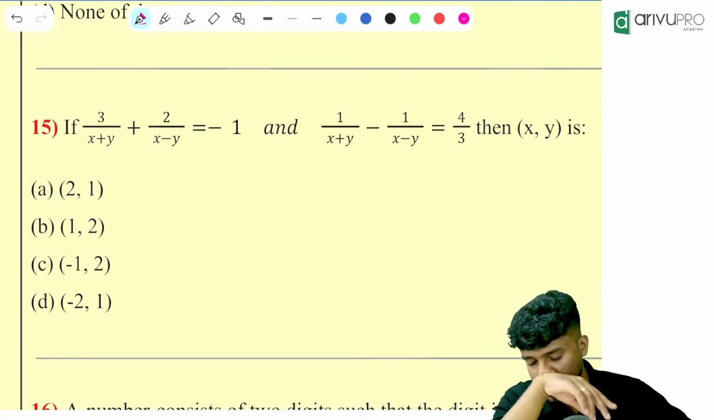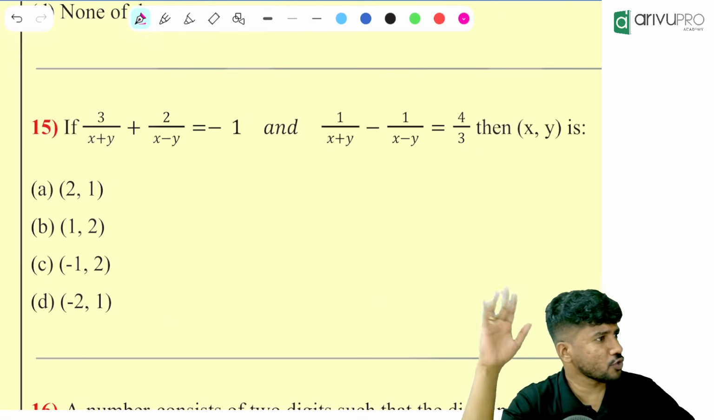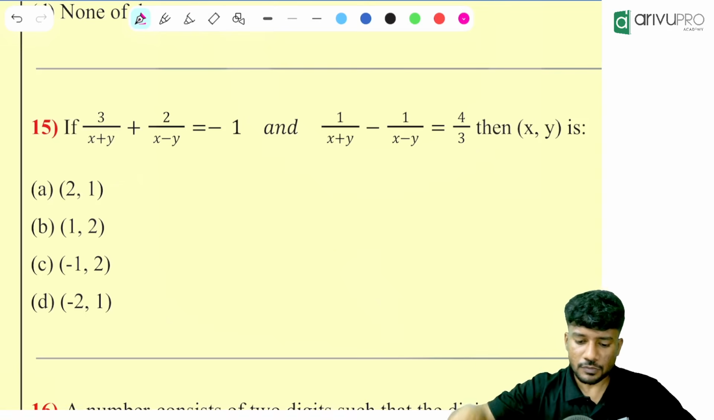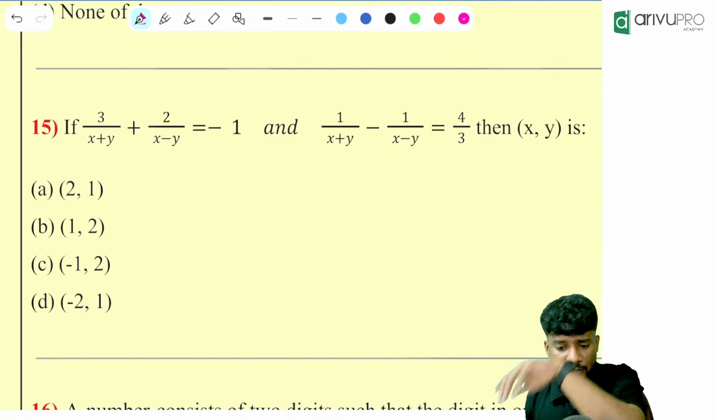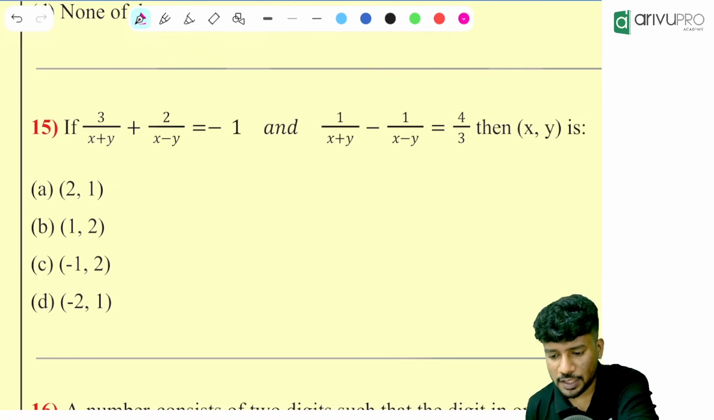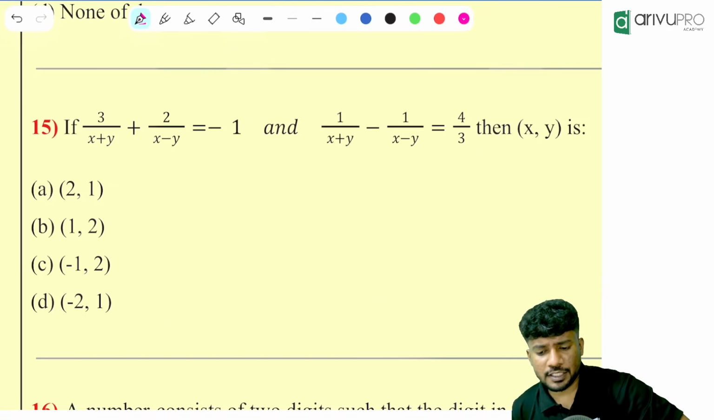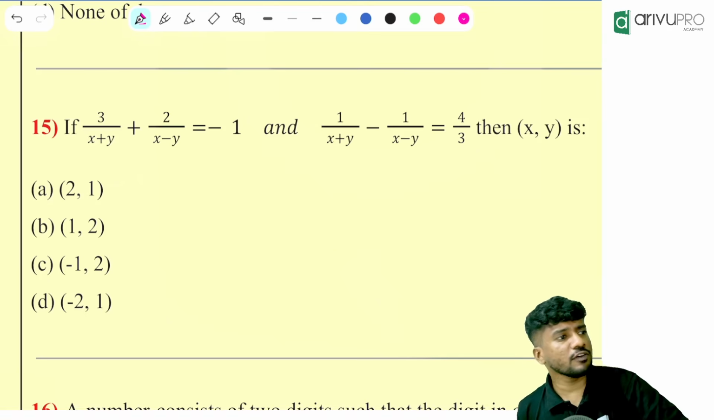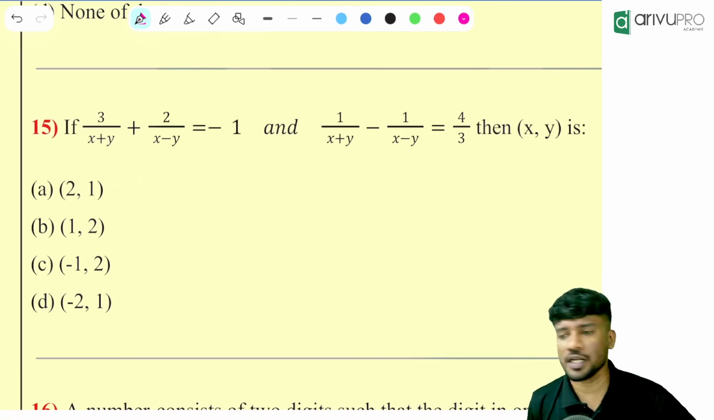Another repeated question. Same pattern, same type of question again and again it was there. 3 divided by x plus y plus 2 divided by x minus y is equal to minus 1. Then 1 divided by x plus y minus 1 divided by x minus y is equal to 4 by 3. Then find the value of x comma y is the question.